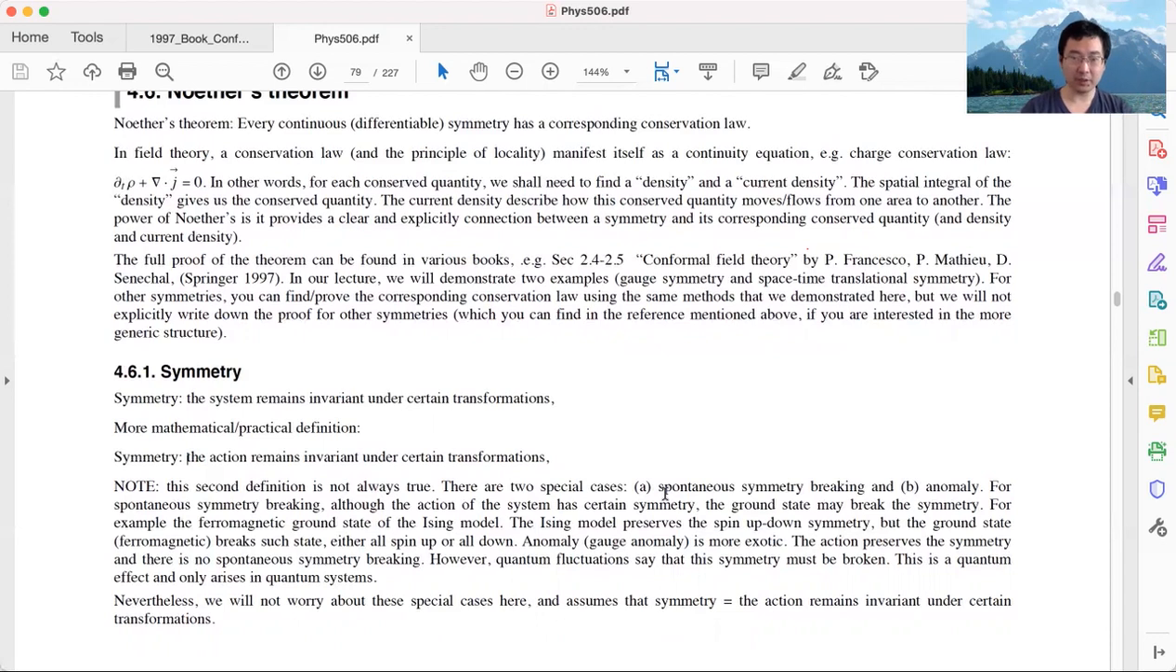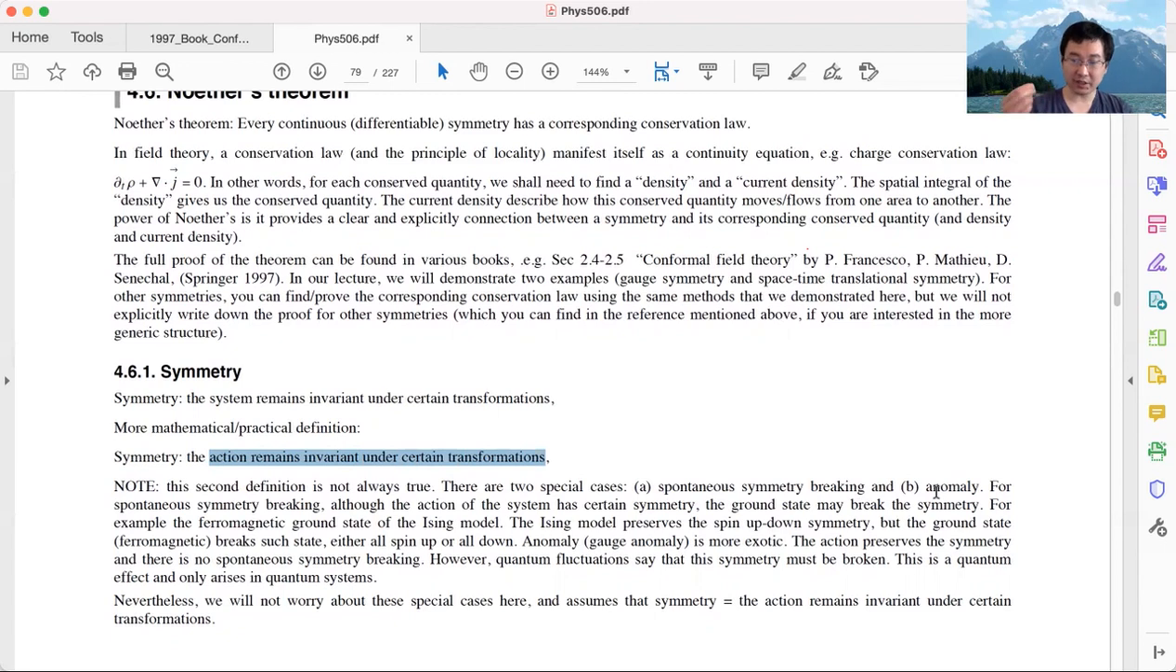For example, what we learned in statistical physics, like the Ising model. In the Ising model itself, spin pointing up and pointing down are fully equivalent to each other. But if we cool the system down to very low temperature, we will find that the spins themselves will choose one ground state, either all spin up or all spin down. If the spins choose the all spin up ground state, up and down are no longer equivalent. Although the action or Hamiltonian has this symmetry, the system itself doesn't have this symmetry. That is known as spontaneous symmetry breaking. Okay. Another exception for this definition of symmetry, that the action stays invariant under certain transformation, is known as anomaly, or more precisely known as gauge anomaly.